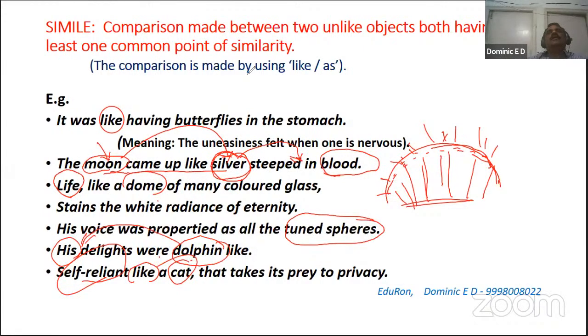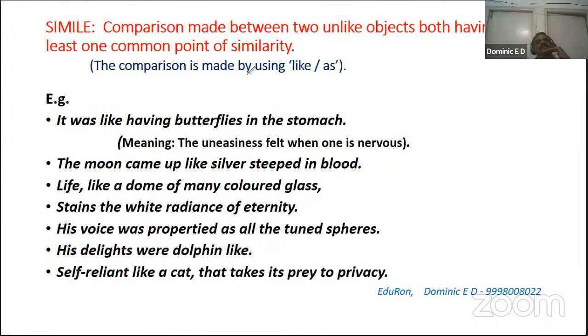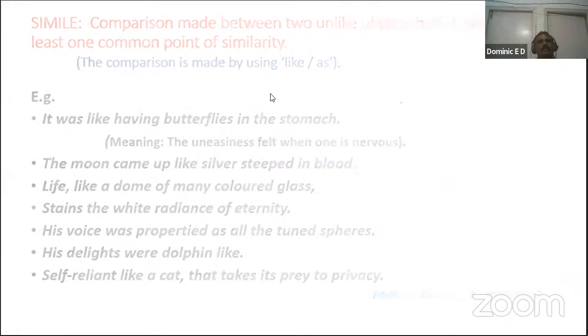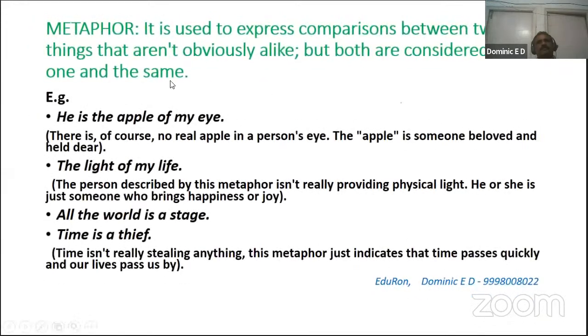So these are some of the examples of simile, where a comparison is made between two different objects, but here we use the words like or as in order to express that comparison. That is what simile is. Now we have metaphor. Metaphor is also a comparison between two different objects.